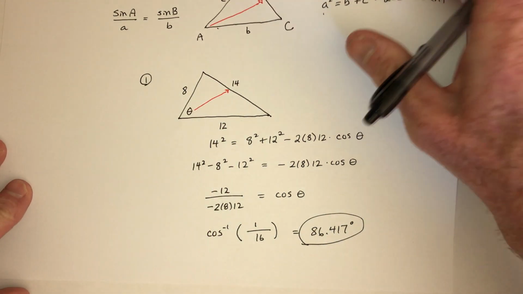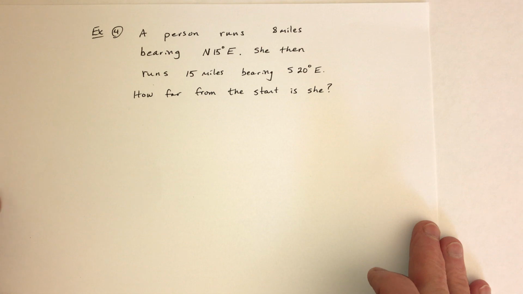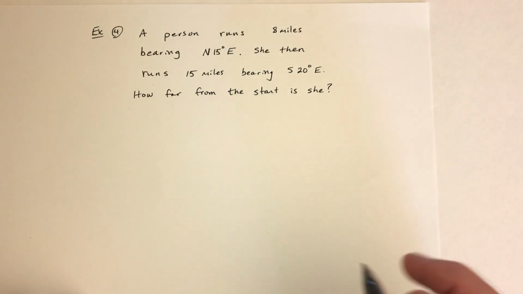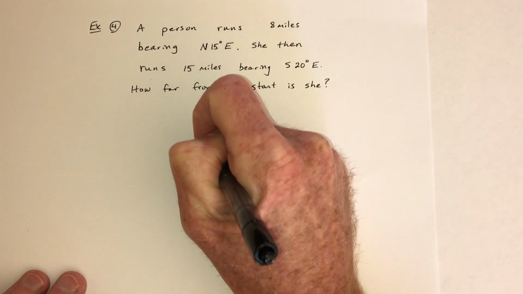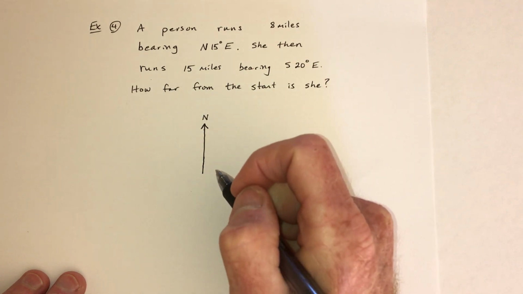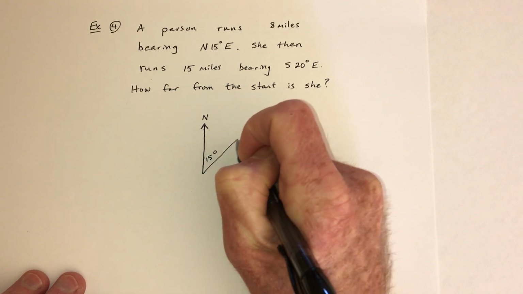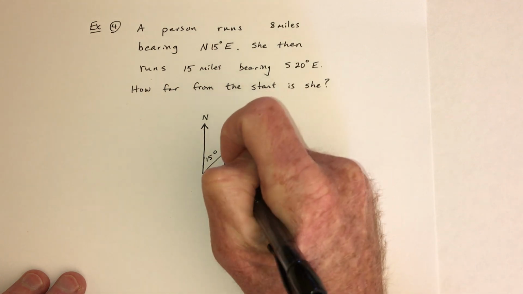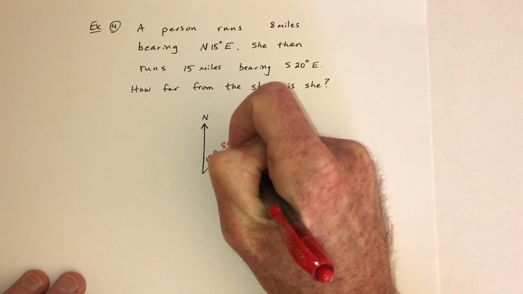Okay, when you get to page 2, there's word problems. So this is similar to number 4. A person runs 8 miles bearing. So when it's got bearing, first of all, draw the north line. And then she's going to the east by 15 degrees. And she ran 8 miles. I think I'll put that in red. 8 miles.